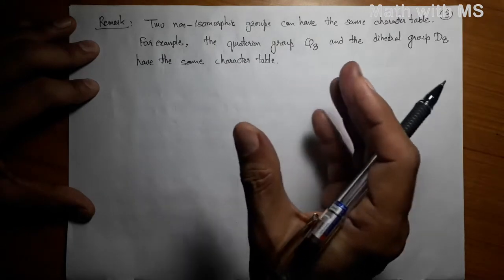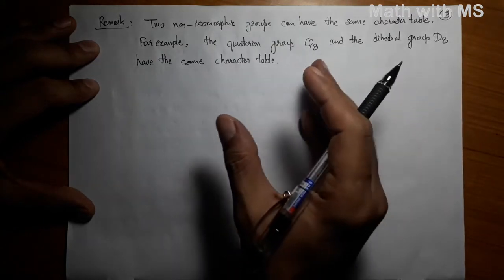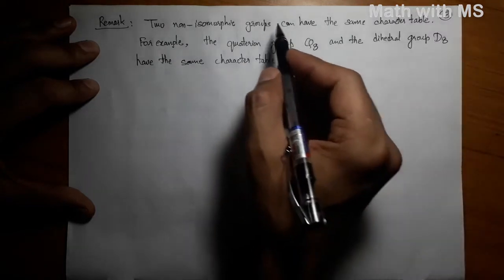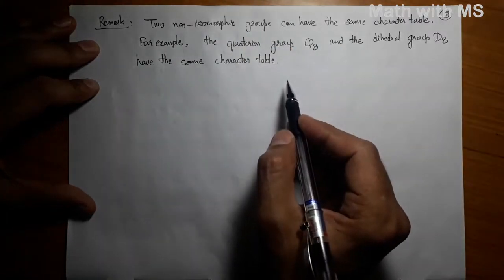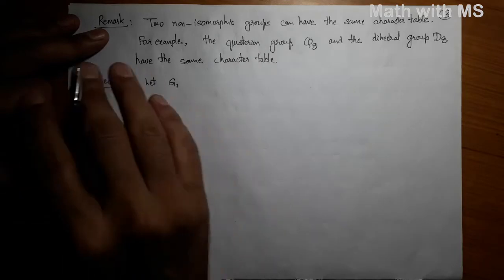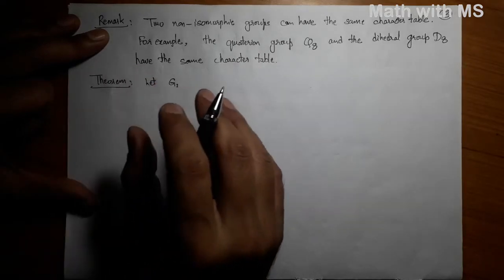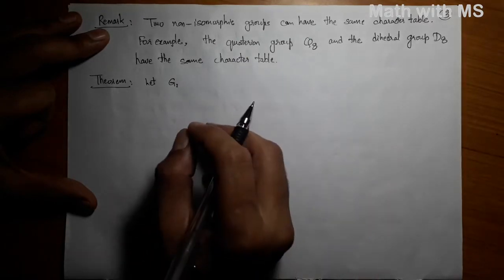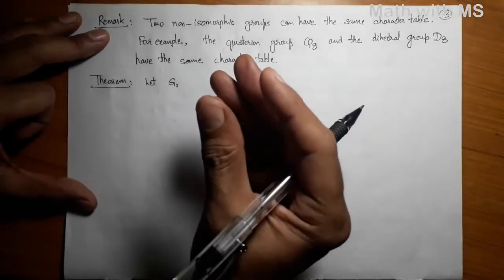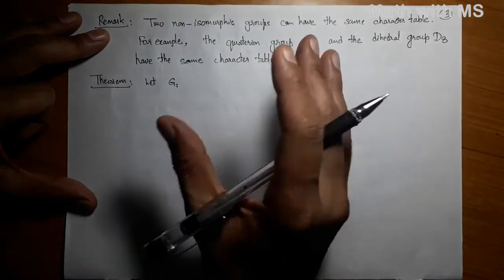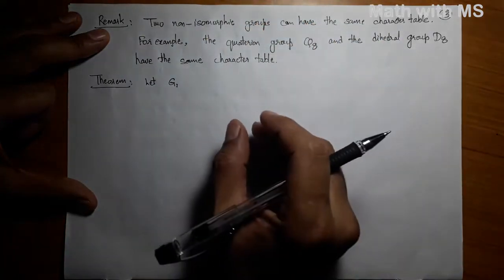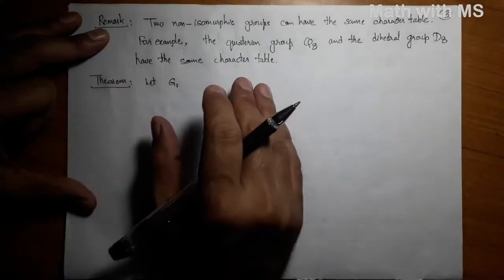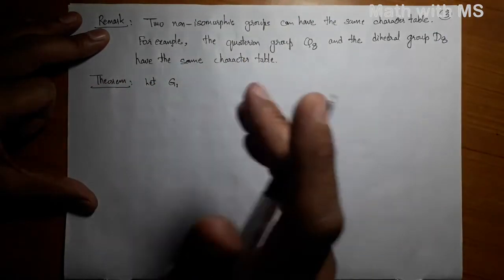and to show that they have the same character table, we need to know all their irreducible representations and conjugacy classes. Conjugacy classes you can compute by hand, but for irreducible representations we need to do some work. Let us prove a result which gives a complete description of all irreducible representations of a finite abelian group. Recall that if you have a finite cyclic group, then you know how to compute all its irreducible representations. So this theorem will tell you how to compute all irreducible representations of any finite abelian group.